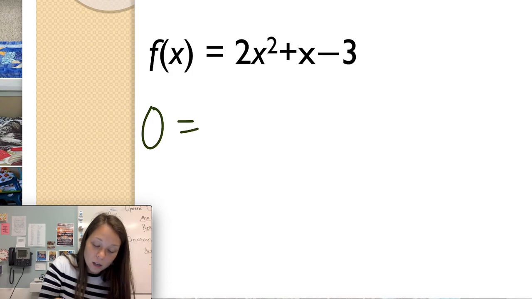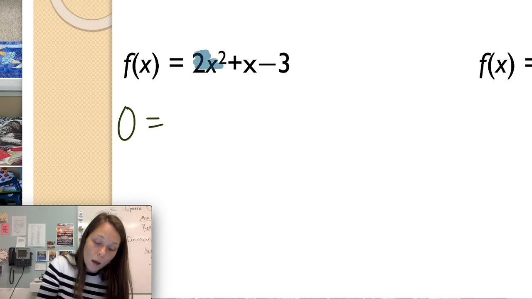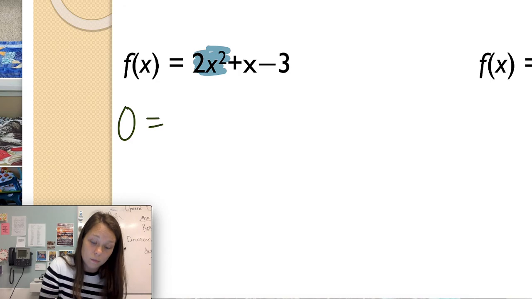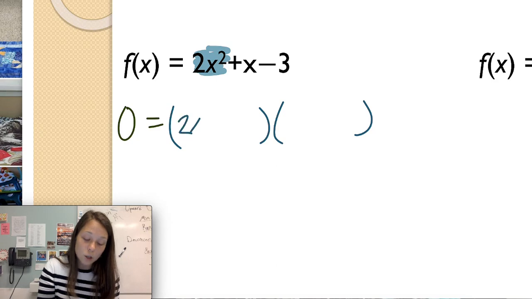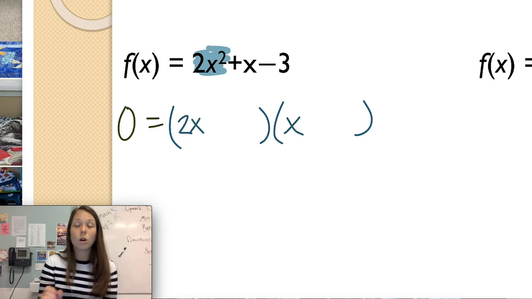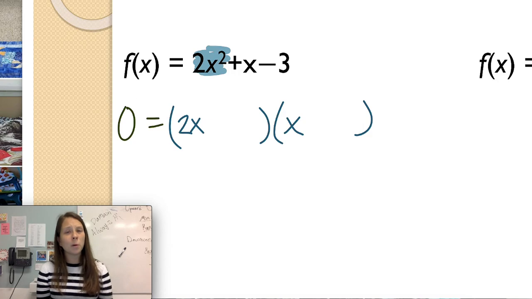So the way I start off is the same as before though. I have to think what multiplied together is going to give me 2x squared. So the only way I can multiply two things together and get 2x squared is if I have a 2x and a 1x, or in other words, just x. You might be wondering, does it matter where we put the 2x and where we put the x? Honestly, no, it doesn't, just as long as when we do the check method, we get the original 2x squared plus x minus 3.